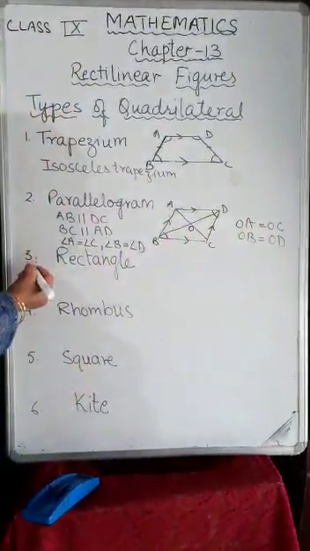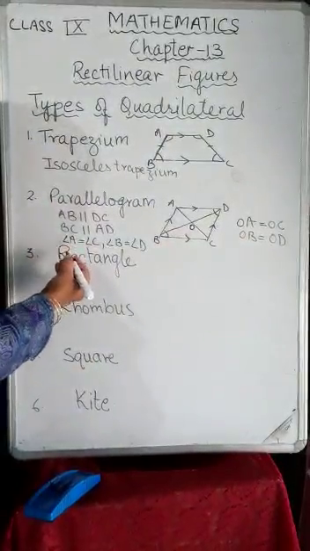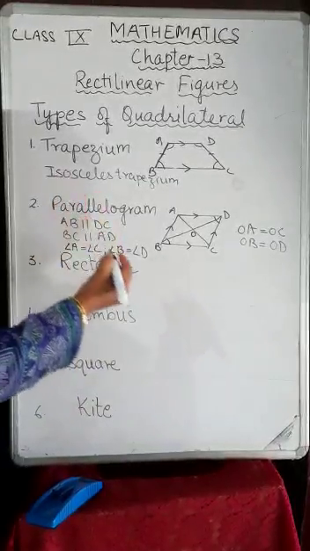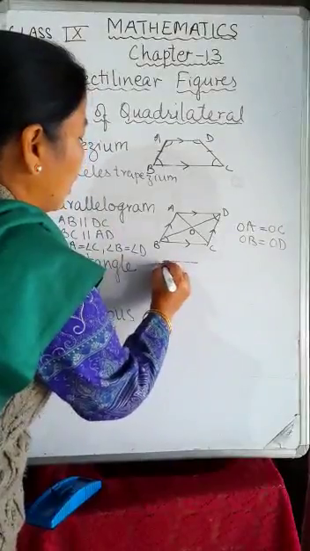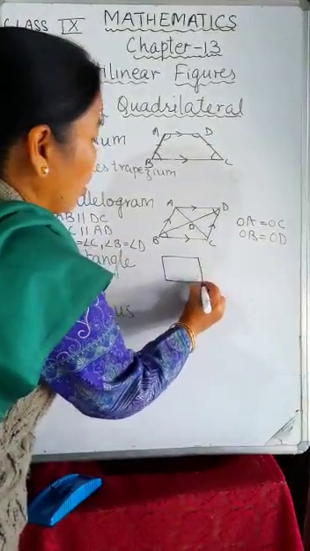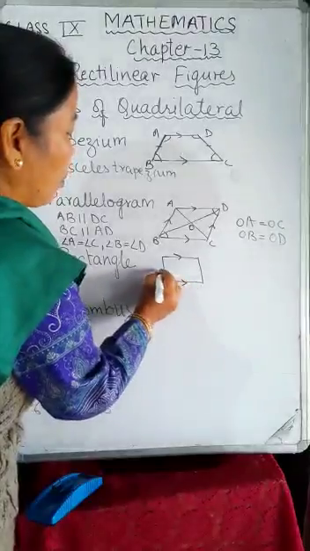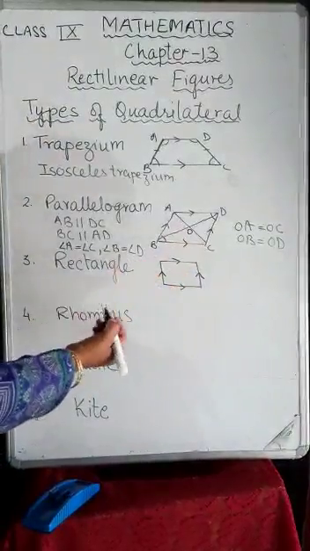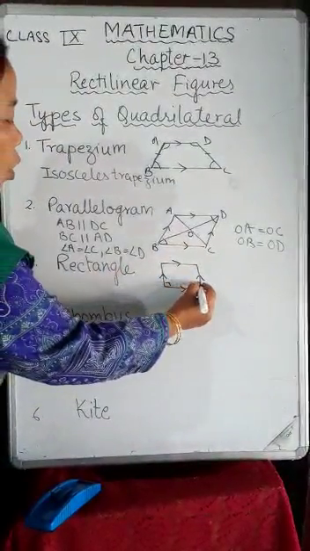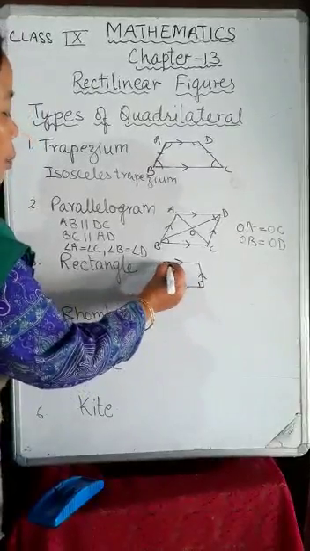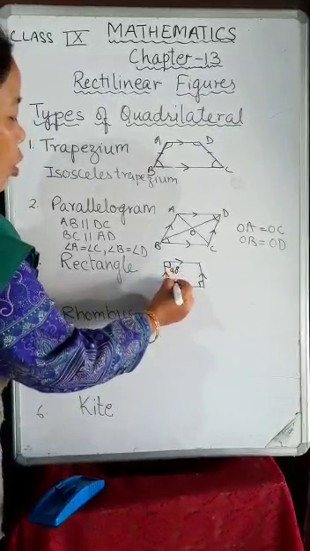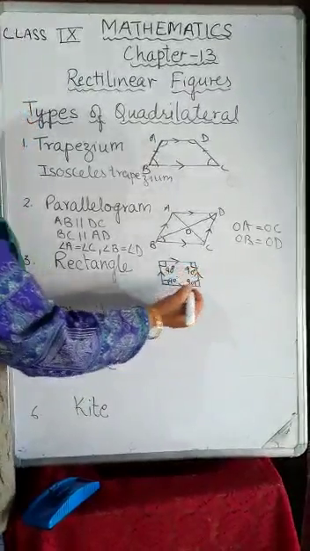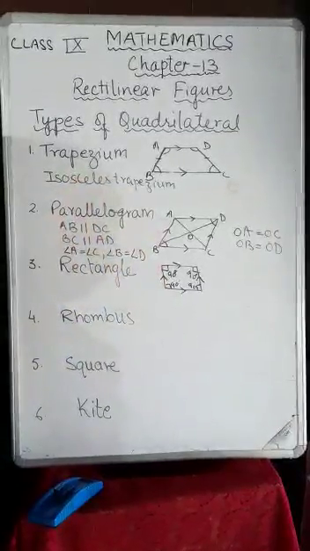Right, children? The third kind of quadrilateral is rectangle. Rectangle and square are the two figures which you have studied from class 3. So you must know what a rectangle is. A rectangle is also a parallelogram because its opposite sides are parallel and equal to each other. The only difference between the parallelogram and the rectangle is that each angle of a rectangle is 90 degrees. This is 90 degrees, this is also 90 degrees, 90 degrees and 90 degrees. And other properties of a rectangle are the same as the properties of a parallelogram.